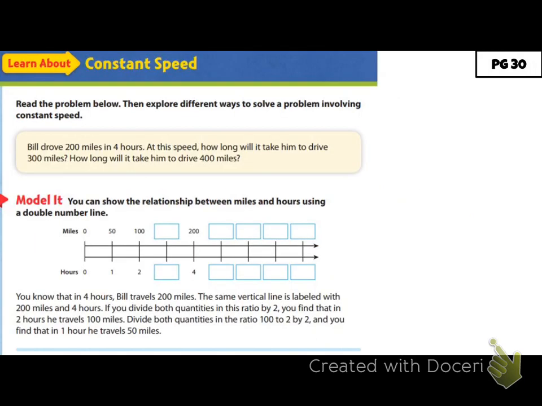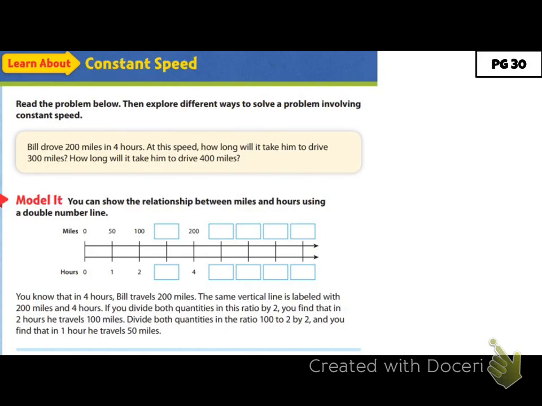All right, so now at the top of page 30, we're going to be talking about constant speed. Look at the first yellow box there. It says, Bill drove 200 miles in 4 hours. At this speed, how long will it take him to drive 300 miles? How long will it take him to drive 400 miles? So the very first model it, you can show the relationship between miles and hours using a double number line. And that is what they have provided there for you.